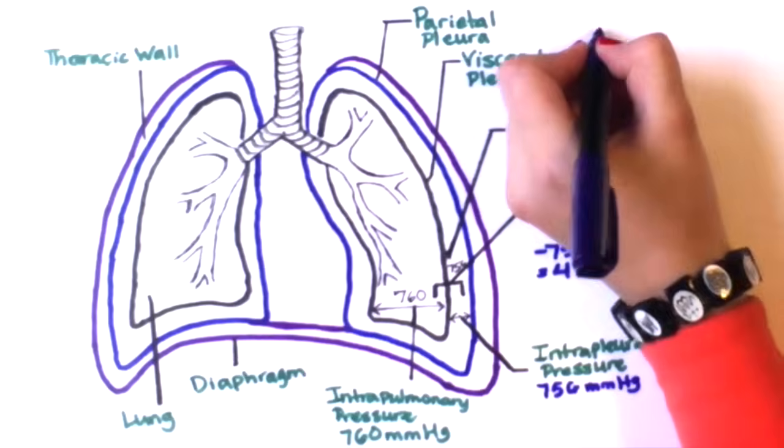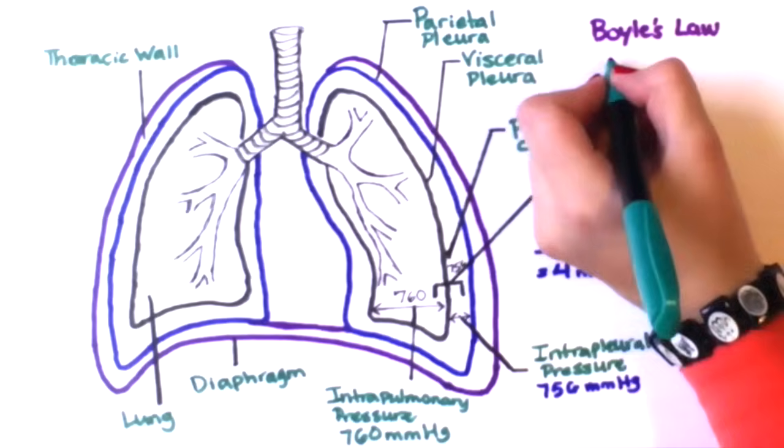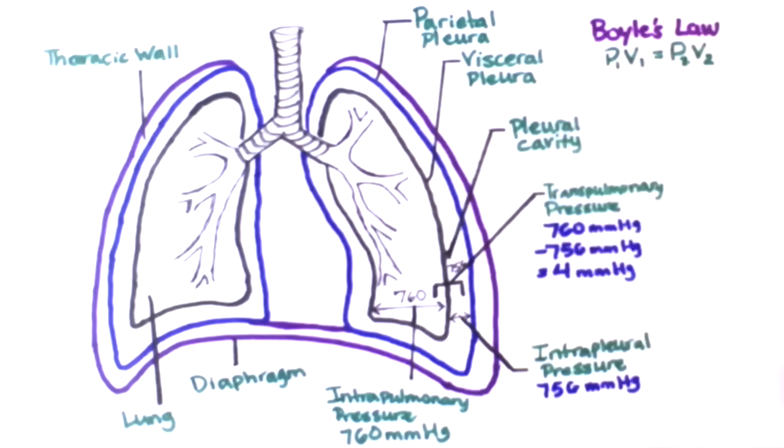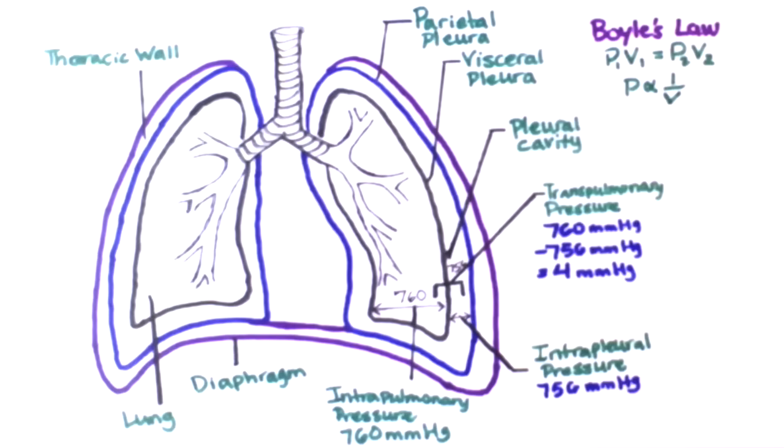Boyle's law states that at constant temperature, the pressure of a gas varies inversely with its volume. So P1 V1 is equal to P2 V2. What this basically means is that pressure is inversely proportional to volume. So as pressure increases, volume decreases, or vice versa. As volume increases, pressure decreases.